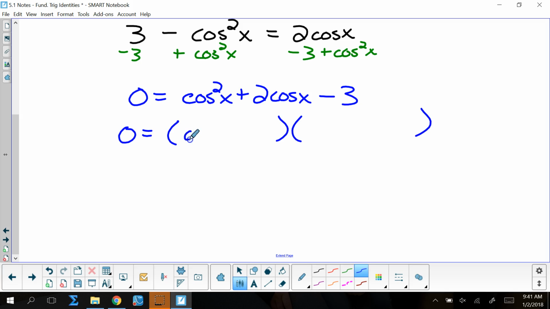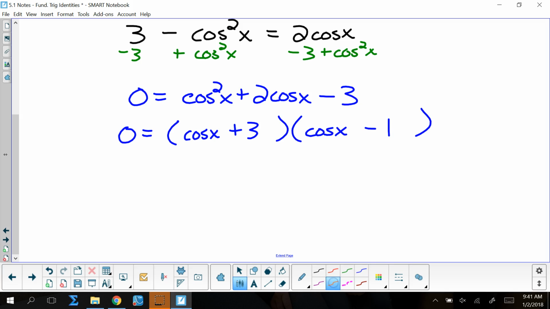Do we agree with cosine of x plus 3 and cosine of x minus 1? Yes? First, multiply together to be cosine squared. That's good. Outers is negative cosine. Inners is 3 cosine. Add them together, we get positive 2 cosine. That's good. Last is negative 3. Good to go there. Okay?